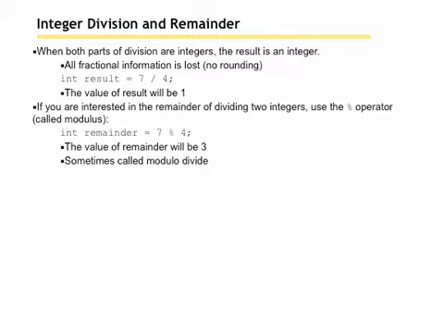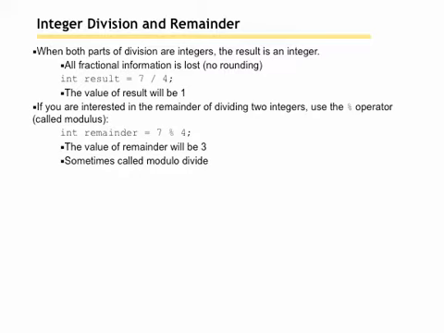Integer division and remainder. So when both parts of an operation are int, the result is going to be an int. So if we say int result equals 7 divided by 4, how many times does 4 go into 7? Once, with a remainder of 3, right? Remember that from your long division? So the value that is stored in result as a result of this expression is going to be 1. The remainder is lost. The remainder is gone.